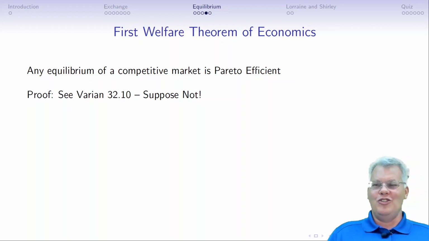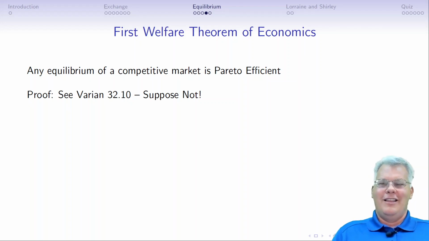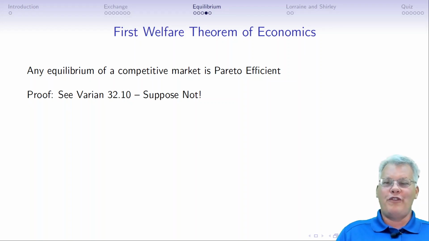This leads us to the two crowning welfare theorems of general equilibrium theory. We have first, these are really intuitive and, what should we say, dazzling names for these important results. We have the first welfare theorem of economics. And the first welfare theorem of economics, we could state very succinctly: any equilibrium of a competitive market is Pareto efficient. Okay?